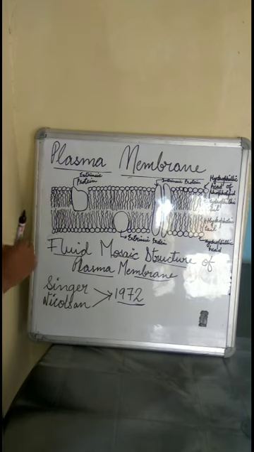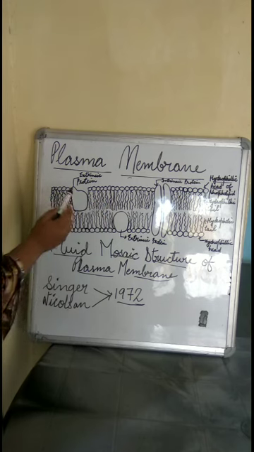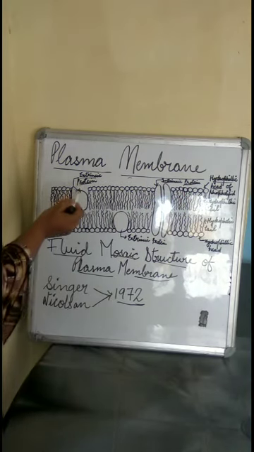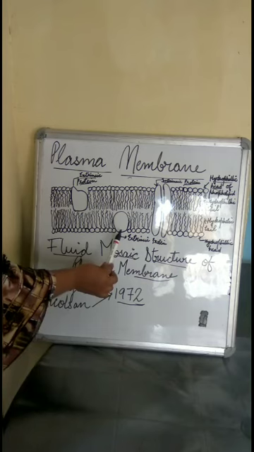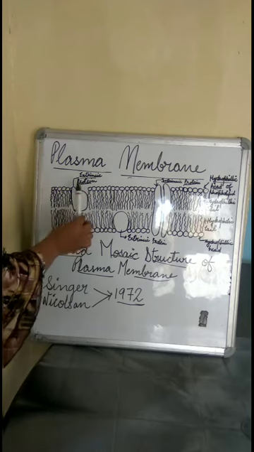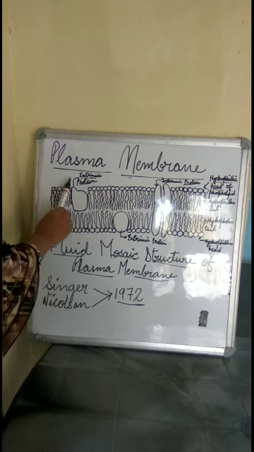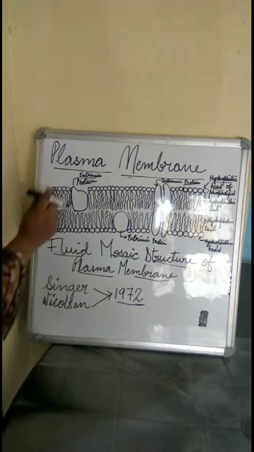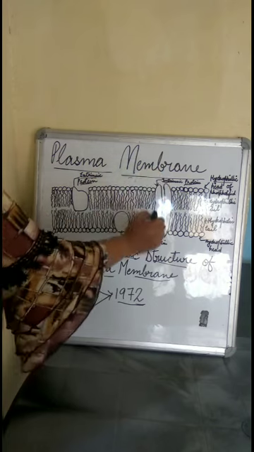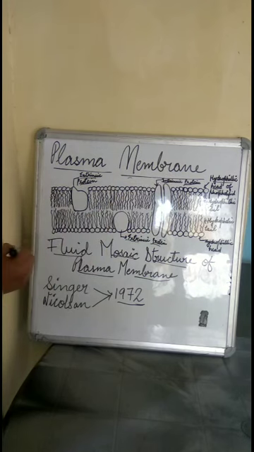There are two types of protein floating in this sea of lipid, known as extrinsic proteins and intrinsic proteins. The proteins present either on the outer surface or on the inner surface of the plasma membrane are known as extrinsic proteins. Whereas the protein which lies completely within the phospholipid layers is known as the intrinsic protein.